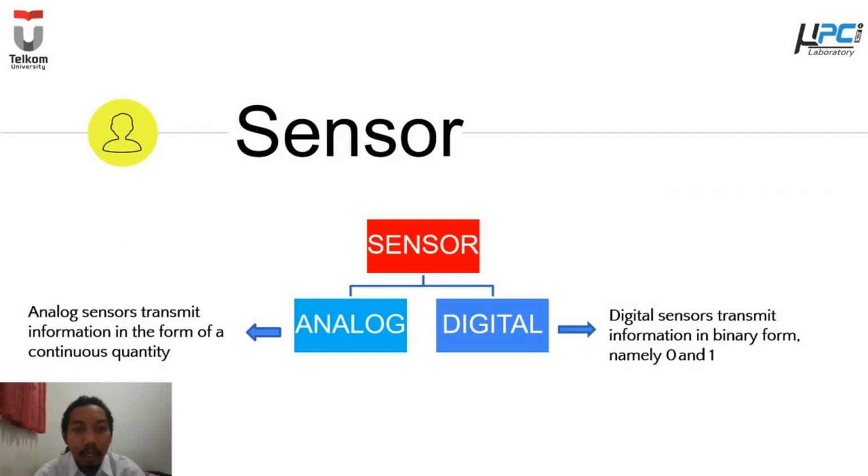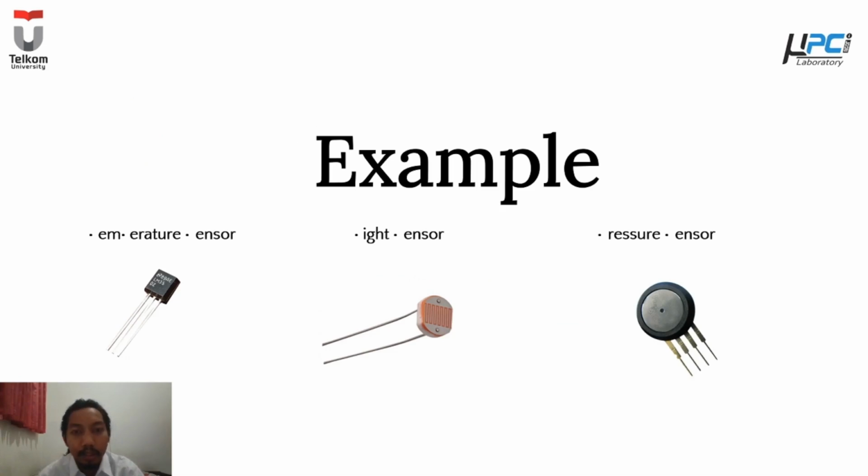There are two types of sensors, analog and digital. An analog sensor transmits information in the form of a continuous quantity, and a digital sensor transmits information in binary form, namely 0 and 1. Next are examples of sensors. There are temperature sensors, light sensors, and pressure sensors.